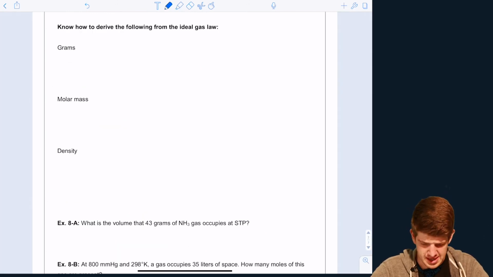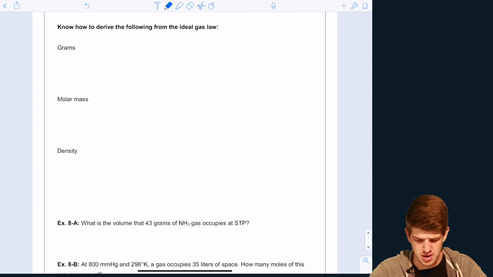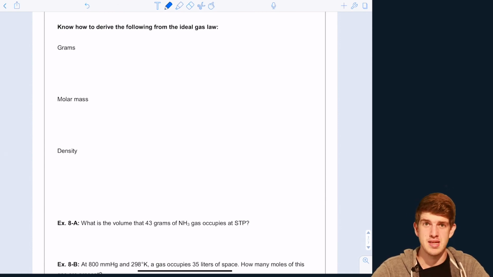So from the ideal gas law, there are a few things we're going to need to know how to derive. And those three things are grams, molar mass, and density.